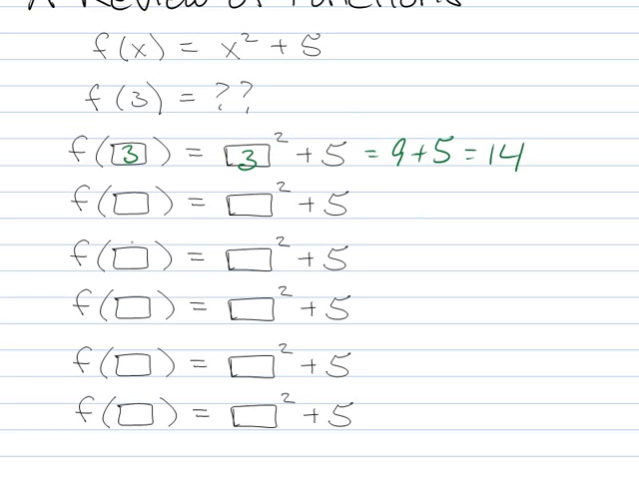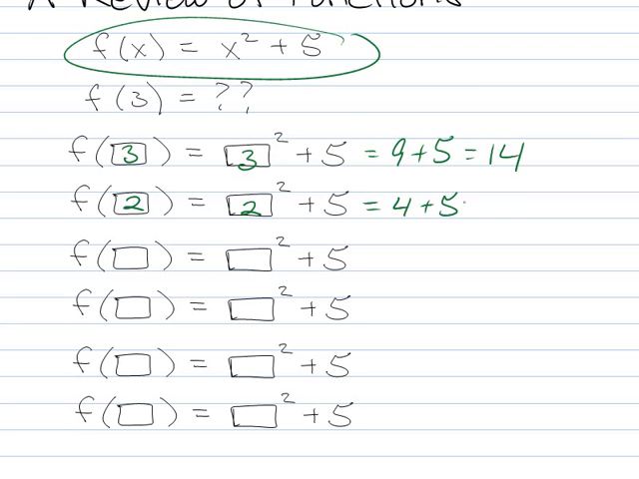Okay. If I want to find f of 2, again, looking at this original equation, it's 2 squared plus 5. So 4 plus 5 is 9. Now, 0 is pretty straightforward as well. Plug in a 0. 0 squared is 0, plus 5 is 5. Where this can get a little bit more complicated is if I plug in a negative number. So let's try negative 3.